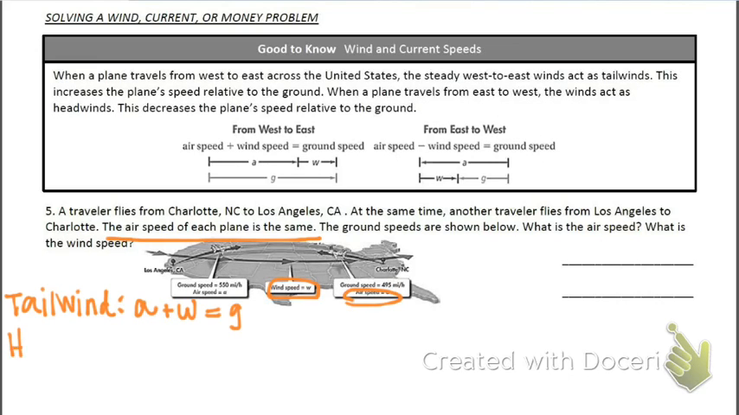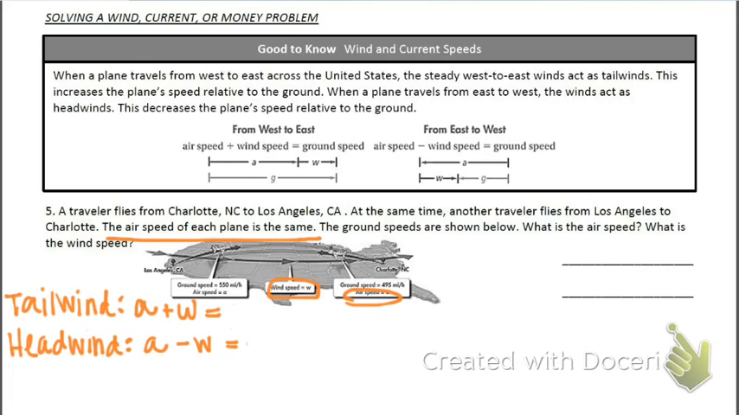So what do you think the equation for the headwind is going to be, guys? Yeah, so for the headwind, we're going to subtract. So it's going to be your airspeed minus your wind speed equals G. Do we know what we want to plug in for the ground speed for each one? Yeah, it's actually given. Sorry, I forgot that it was given in the picture.